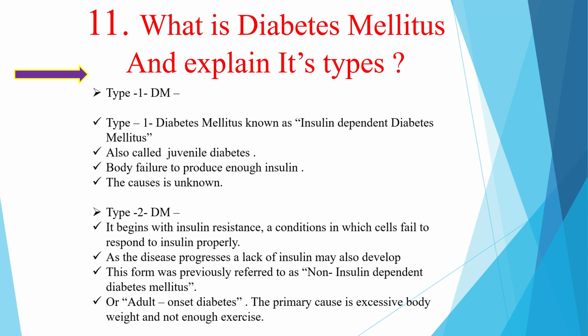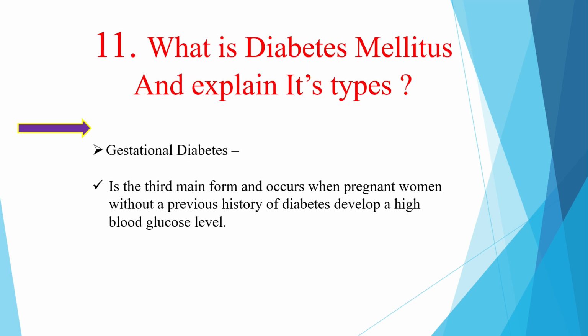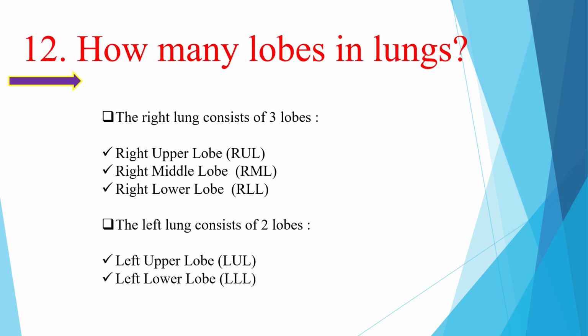Type 2 diabetes mellitus. It begins with insulin resistance, a condition in which cells fail to respond to insulin properly. As the disease progresses, a lack of insulin may also develop. This form was previously referred to as non-insulin dependent diabetes mellitus, or adult-onset diabetes. The primary cause is excessive body weight and not enough exercise. Gestational diabetes is the third type and occurs when pregnant women without a previous history of diabetes develop a high blood glucose level.